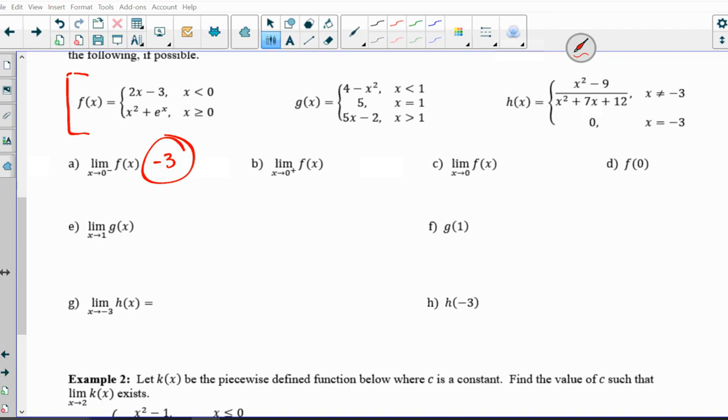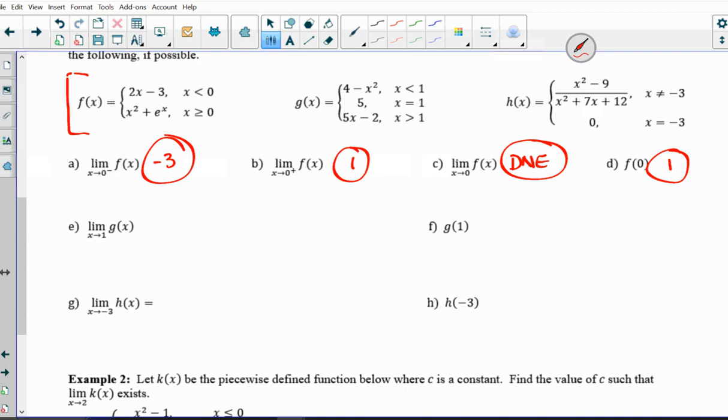All right, letter B. We're looking at f of x still. As we come from the right, when you plug that in, 0 squared, that's easy, that's 0. Guys, what's e to the 0? 1, okay. All right, then C, what do we get? DNE, the left and the right did not match. All right, and then f of 0. Which piece is it actually included in? Yes, the bottom one, and you get 1. We okay with the f function?